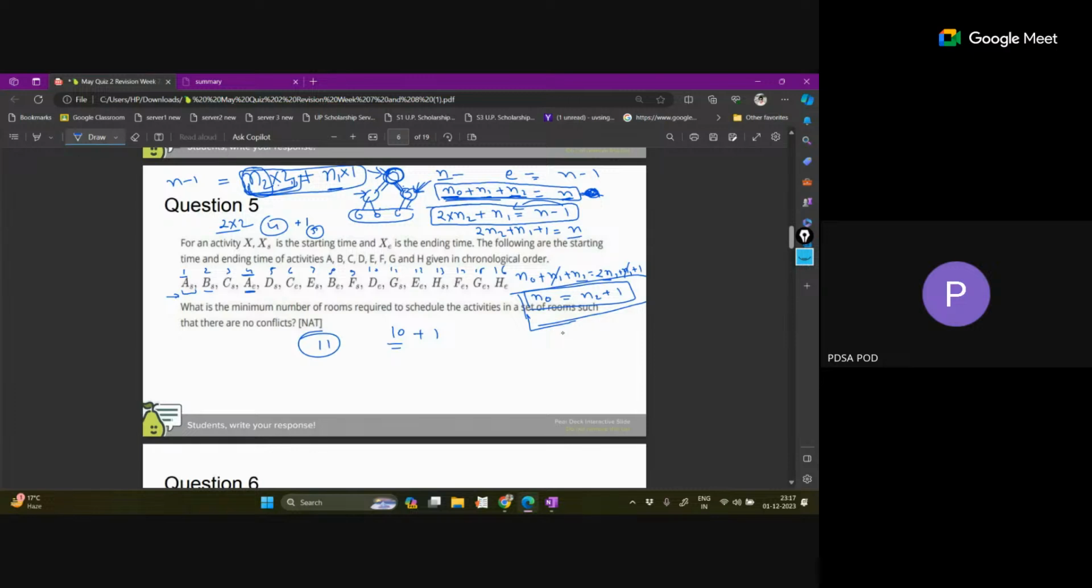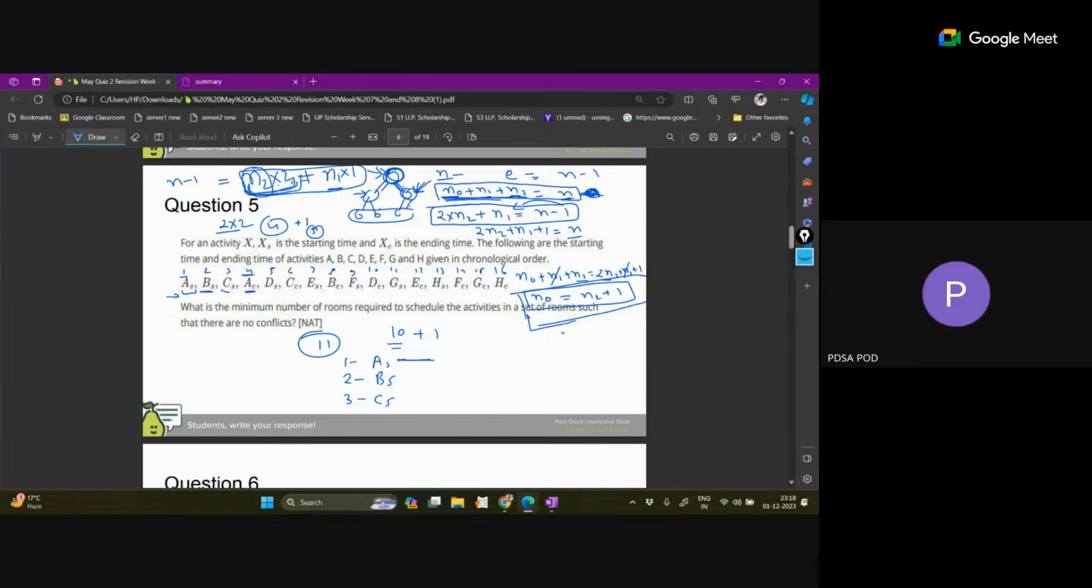Okay, so what we can do is simply note these things down. AS is starting, so one room is required for AS. This is running, and then next BS is starting. Because AS is not completed, we have to use a second room for BS. CS is now starting, but A and B are still running, so we have to use a third room for CS.